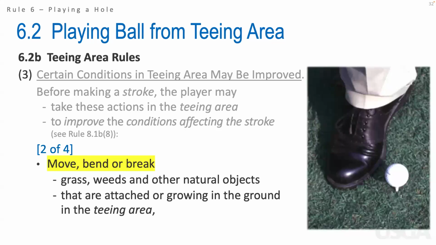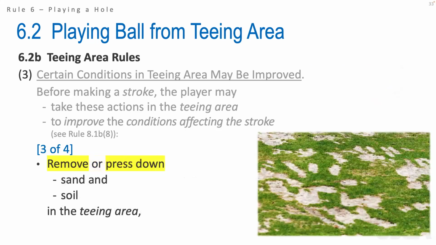You could move, bend, or break grass, a mushroom, or anything that's attached or growing in the ground in the teeing area. So we want to make sure it's actually in the teeing area. You could remove or press down sand and soil. Say somebody has repaired their divot, or put some divot mix into a divot, but it's in a spot you actually like. You could remove or press it down in the teeing area. We can't do this anywhere else except on the putting green, but in the teeing area we are okay to do that.